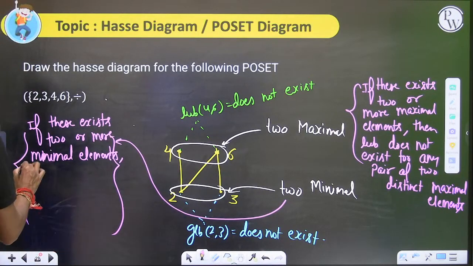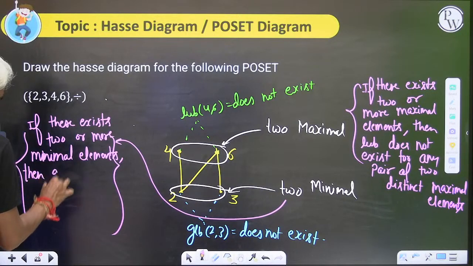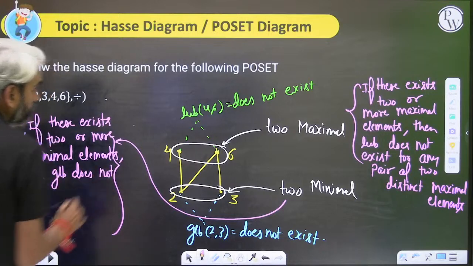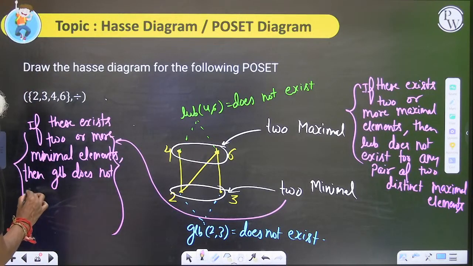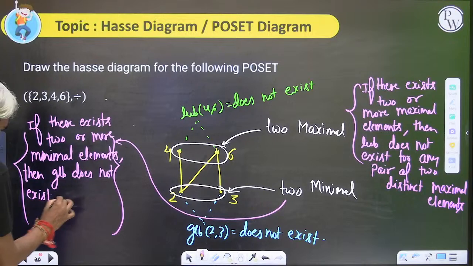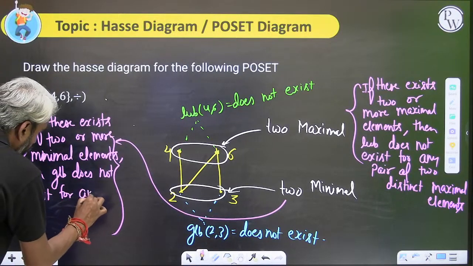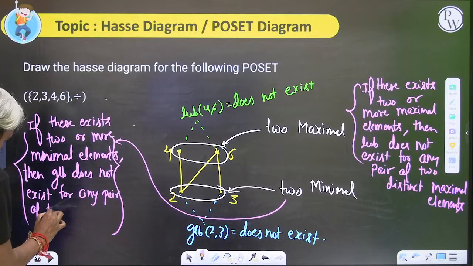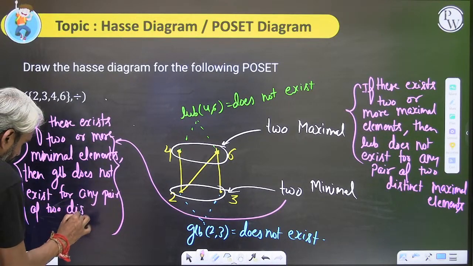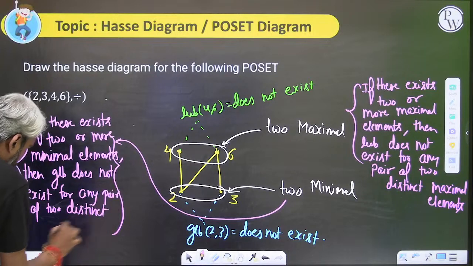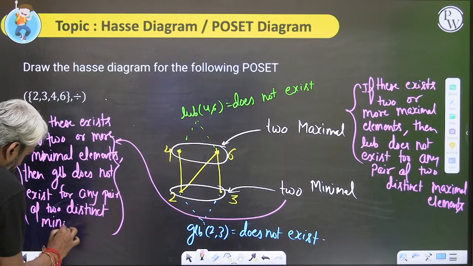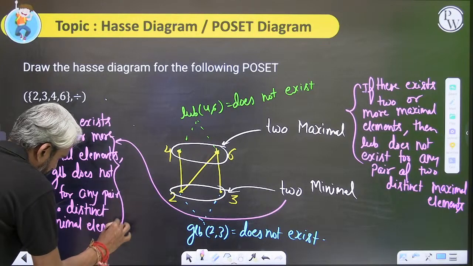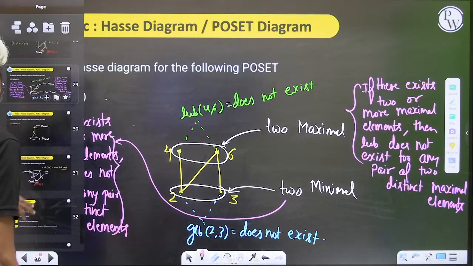then the greatest lower bound does not exist for any pair of two distinct elements. You can take any pair. Let's say if there are two or more.